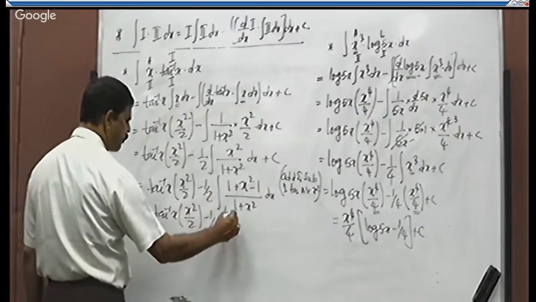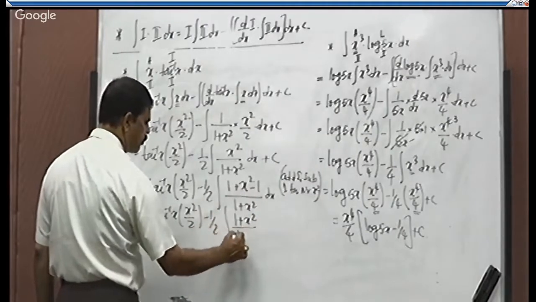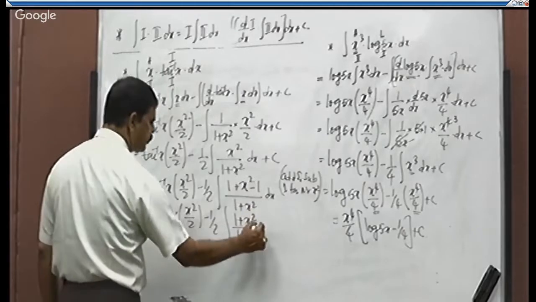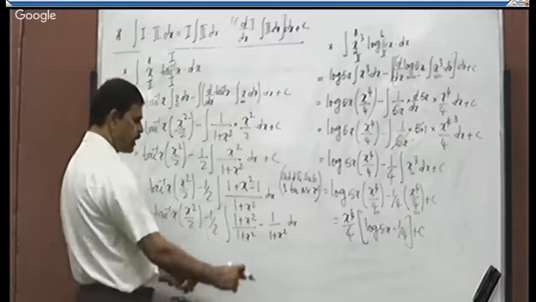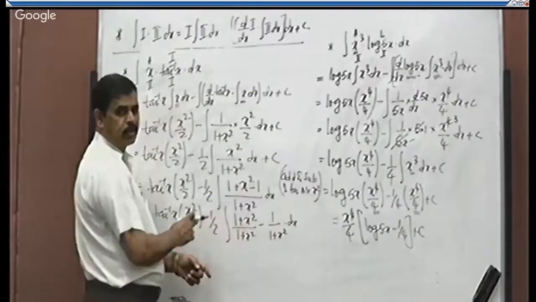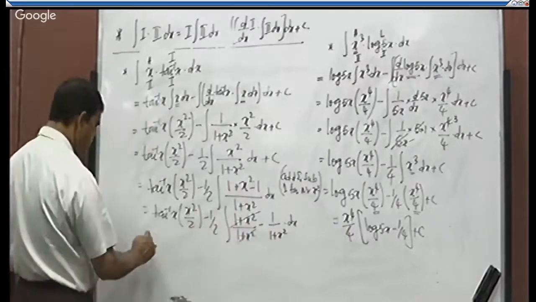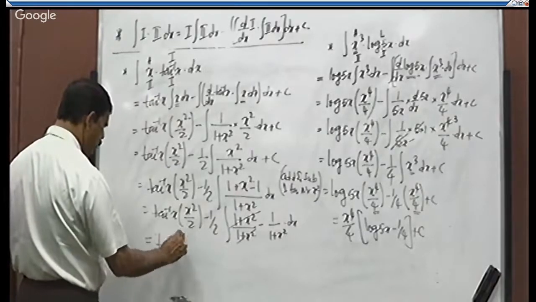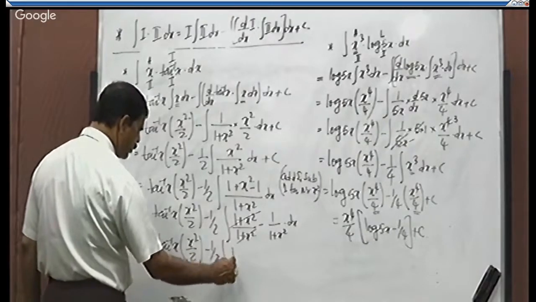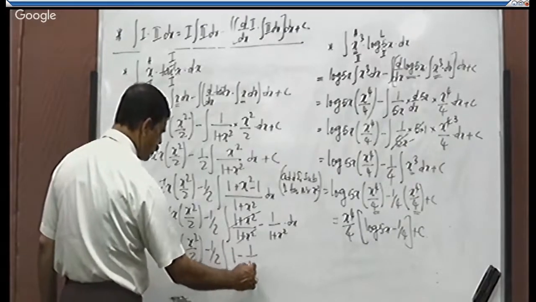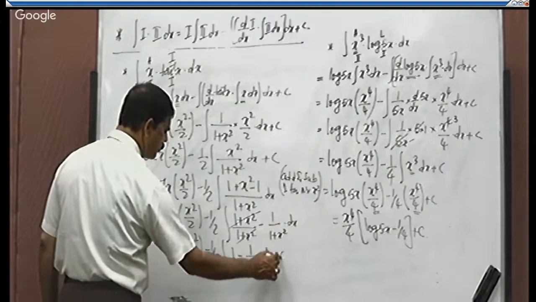That is integration of, I am making a group, 1 plus x square all divided by 1 plus x square, minus 1 by 1 plus x square, into dx. If I take the LCM and simplify, definitely I will get the same thing, right? Then 1 plus x square, 1 plus x square get cancelled. What is remaining? Tan inverse of x into x square divided by 2 minus 1 by 2 into integration of 1 minus 1 by 1 plus x square dx plus c.